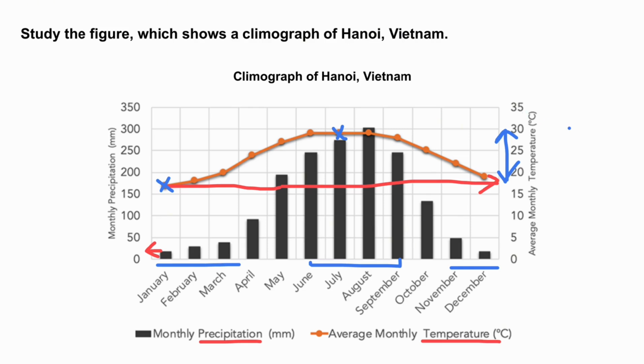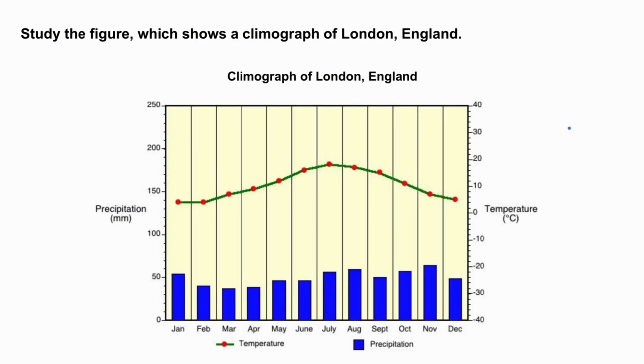Moving on to a different type of graph now. It is still a climograph, but a climograph of London, England. You would notice similar components. A climograph would have your temperature, and it will also have your precipitation. Precipitation is on the left here. Temperature is on the right here. So again, be very careful. Use the legend to help you identify elements of the graph and where to read certain information. In this case, precipitation is in bar graph. Temperature is also in line graph.